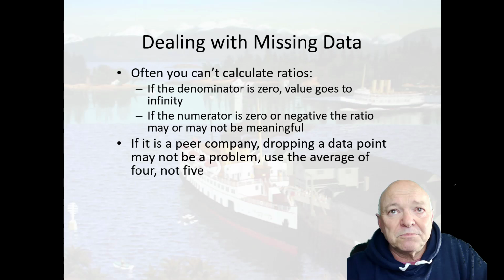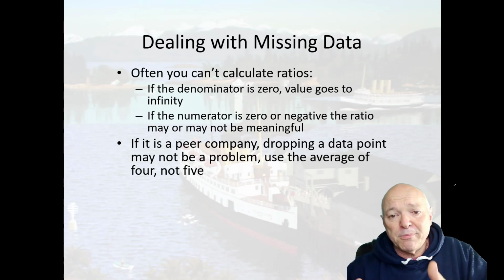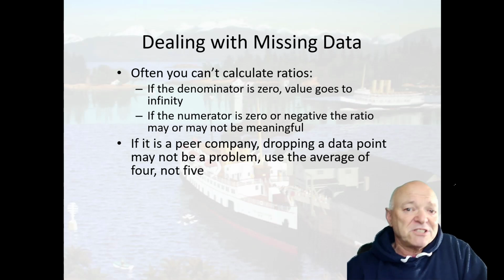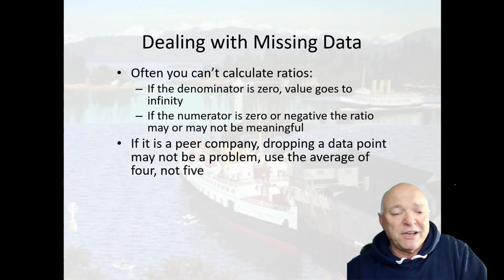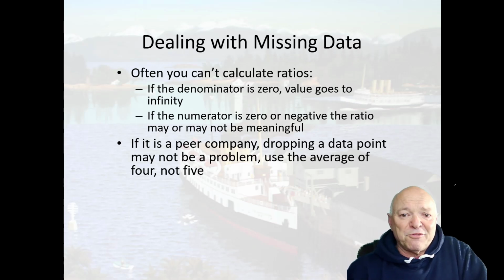So 2 things to remember. If the denominator goes to 0, we have a problem. The value goes to infinity. That's a nonsense number and you can't use it. If the numerator is 0 or negative, you can still use it. For example, you can still have a negative rate of return on assets or a negative return on equity if the net income or the EBIT is negative.